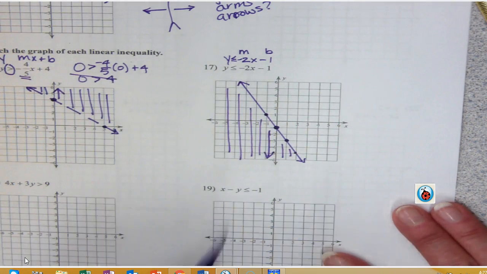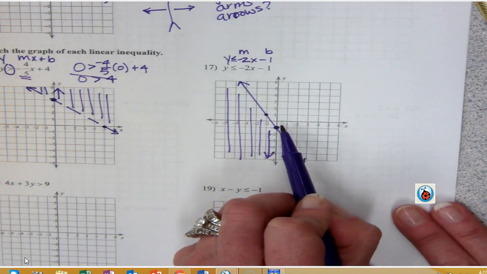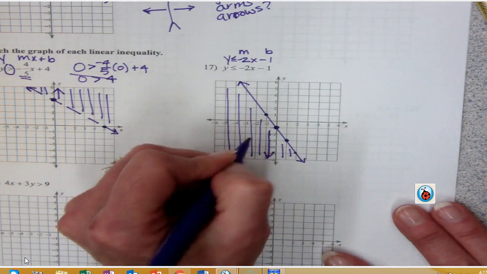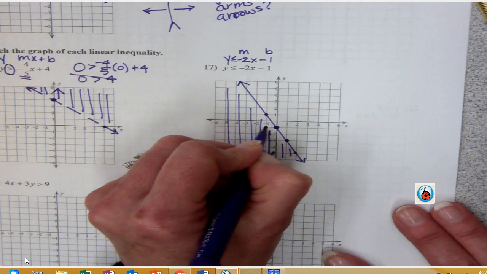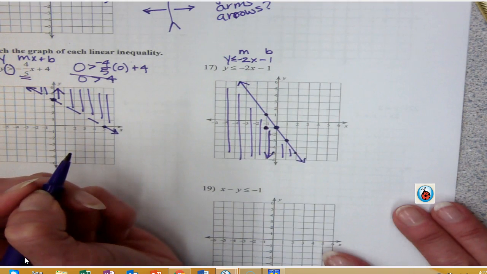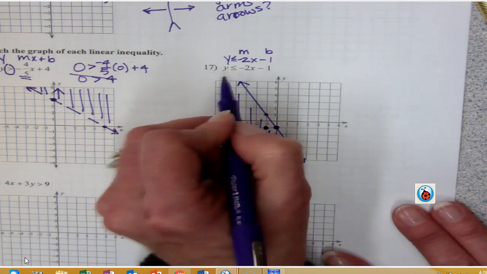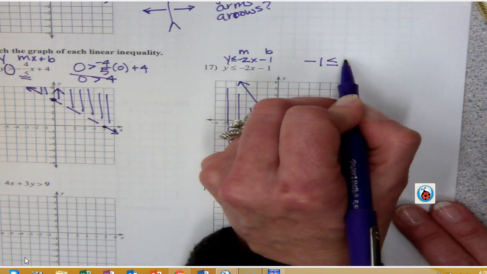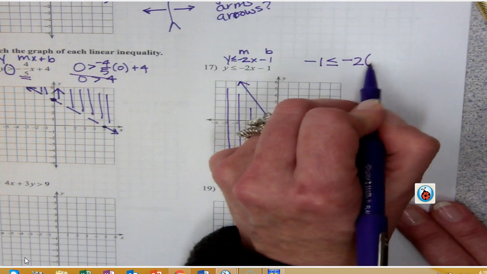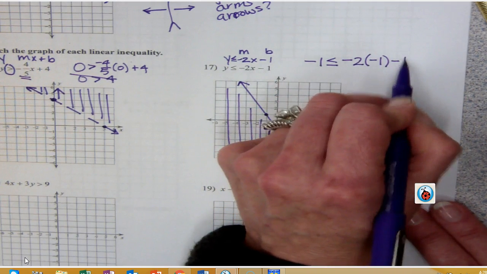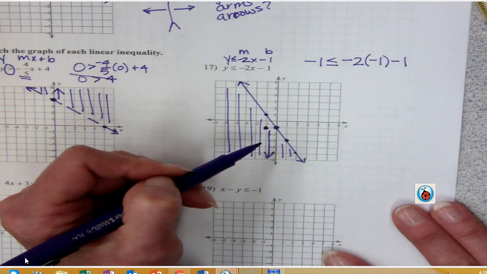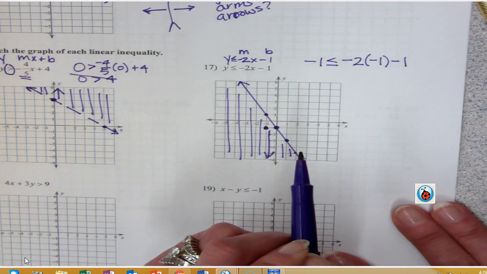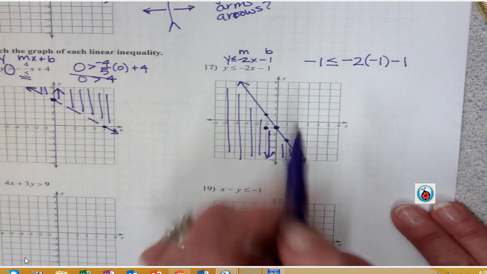Again, I can check my solution. The origin is not included. Now, if I wanted to, I could pick a point inside and make sure that it works. So if I were to pick (-1, -1), I could plug -1 in there. -1 greater than or less than -2 times -1 minus 1. And since I've shaded that, when I work this out, this should be an accurate statement to make sure that I've got it correct.